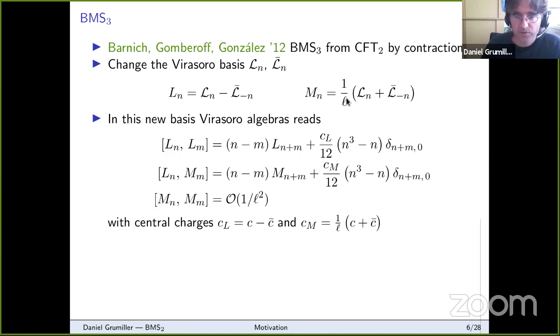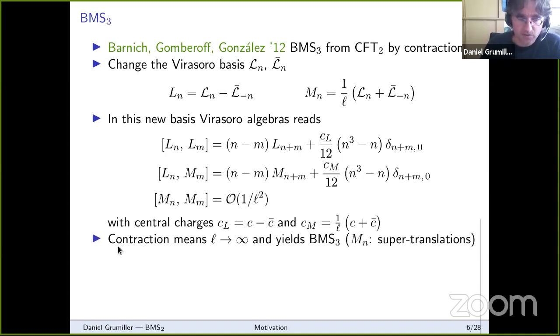And if you don't take any singular limit, then M with M doesn't commute. But if you take the limit L to infinity, then this vanishes like 1 over L squared. So this goes to 0. And this means that the M all commute with each other. So you get honest super translations. And for L going to infinity, this is indeed the BMS 3 algebra that was found earlier in flat space Einstein gravity.